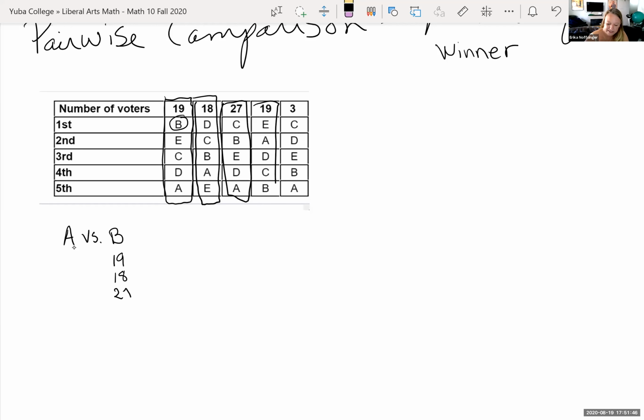Here, 19 people actually preferred A over B. So there are 19 people that gave A that preference. And then here, 3 people gave B over A, so plus 3. So A got 19, preferred A over B, but B got 19 plus 18 plus 27 plus 3. So that's 37, 64, 64 plus 3 is 67. Okay, so out of this comparison of A and B, I'm going to circle B.